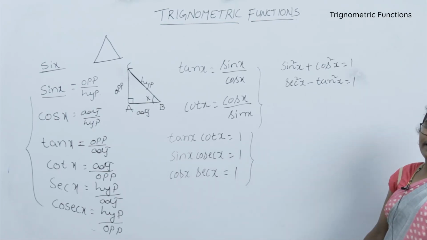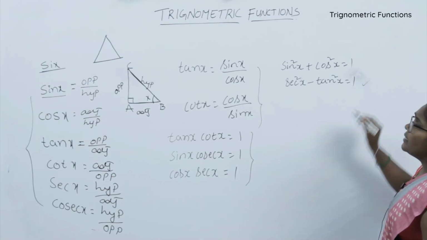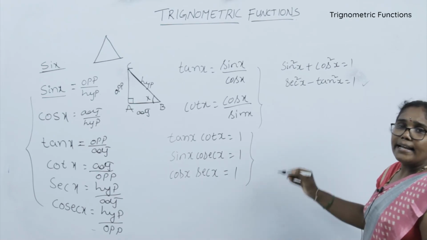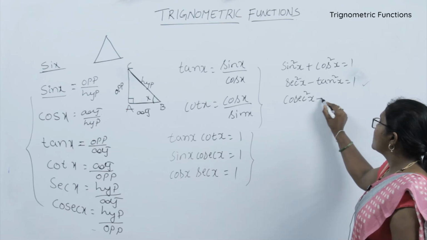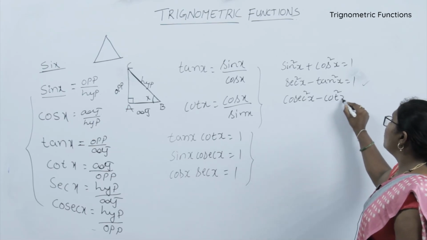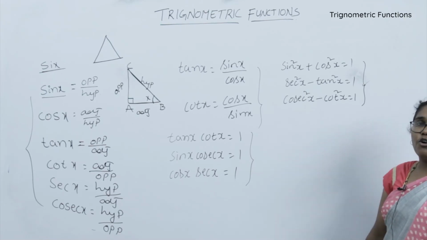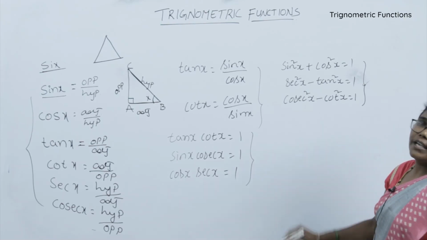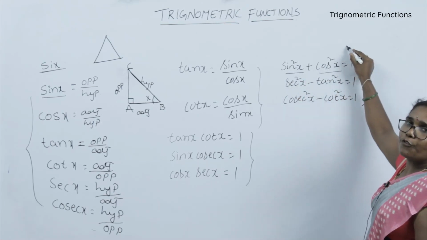First one, sin square x plus cos square x is equal to 1. The second one, secant square x minus tan square x is equal to 1. And another identity we can write, I will write here, cosecant square x minus cot square x is equal to 1. So these three are the basic identities in trigonometric functions. So if they had given cos, you can find sine by using this formula.